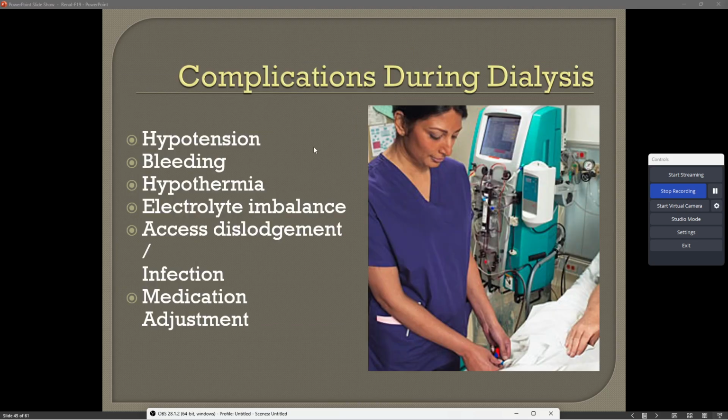So what are some of our complications that we have during dialysis? Most common, hands down, is hypotension, low blood pressure, and you can go into any ICU and see that. Bleeding, hypothermia, electrolyte imbalance, access dislodgement, infection, and medication adjustments.